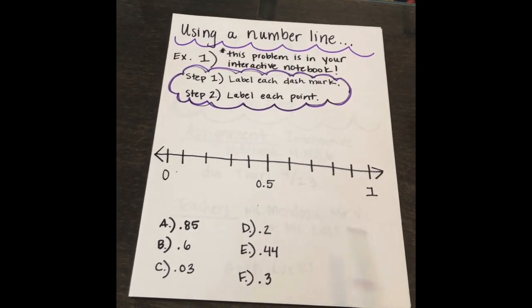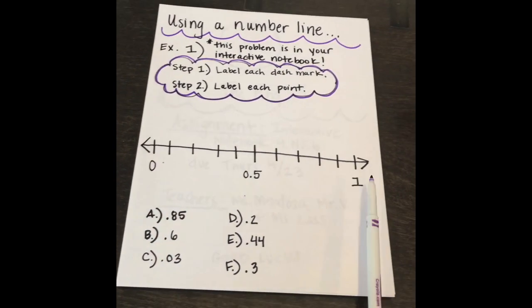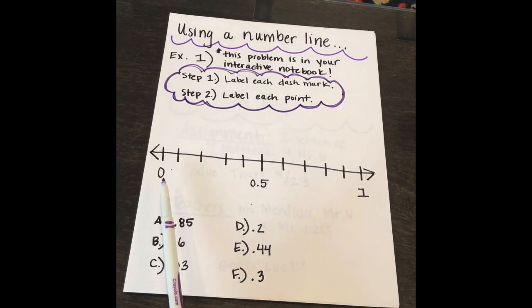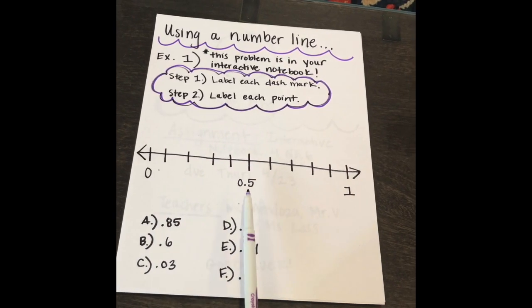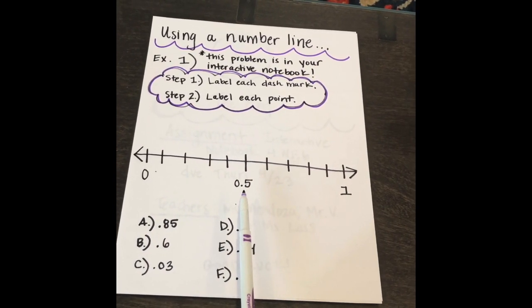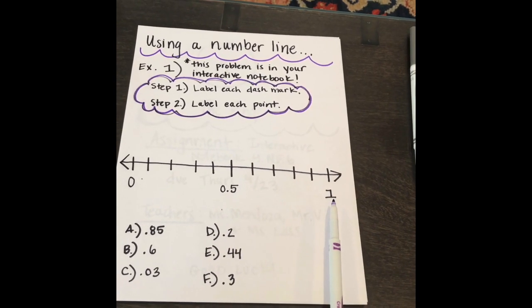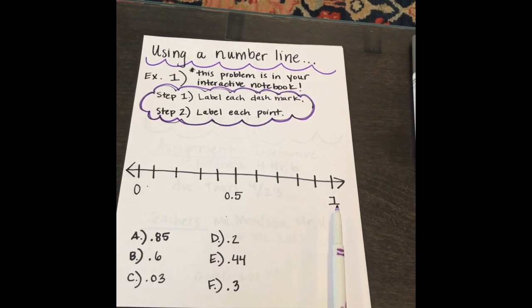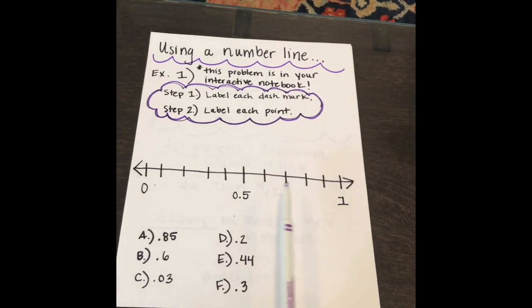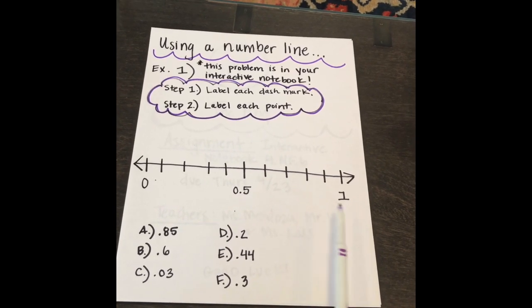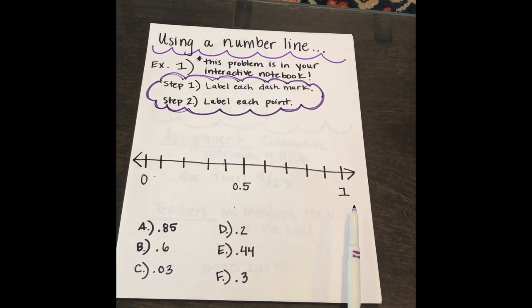So first things first, get yourself acquainted with your number line. Starting on the left-hand side is the 0. In the middle is 0.5, which we discussed is the same as 1/2. The far right is 1 whole. Remember that fractions and decimals are similar in that they are parts of a whole. They are not 1 whole yet. So we're moving towards becoming 1 whole.